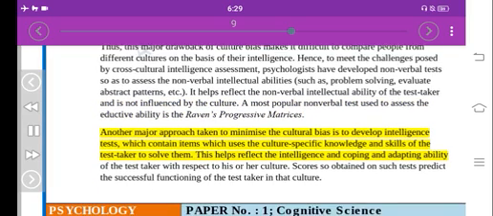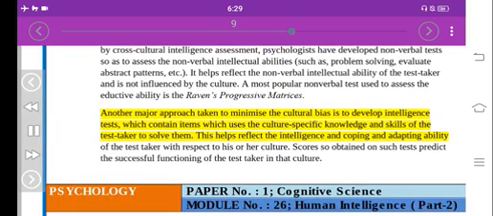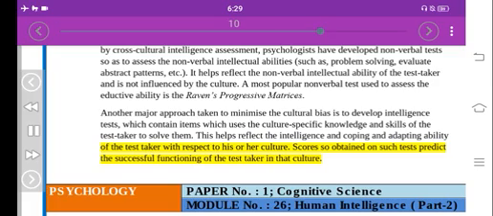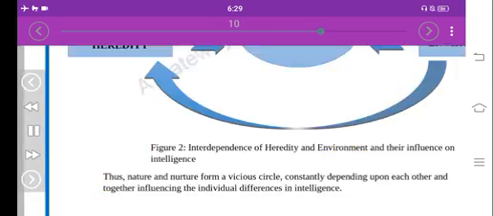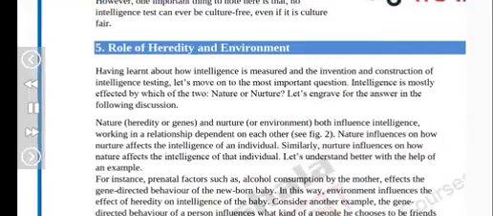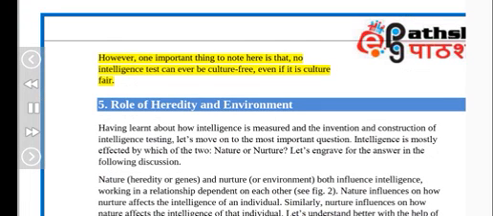Another major approach taken to minimize cultural bias is to develop intelligence tests which contain items that use the culture-specific knowledge and skills of the test taker to solve them. This helps reflect the intelligence and the coping and adapting ability of the test taker with respect to his or her culture. Scores so obtained on such tests predict the successful functioning of the test taker in that culture. However, one important thing to note here is that no intelligence test can ever be culture-free, even if it is culture-fair.